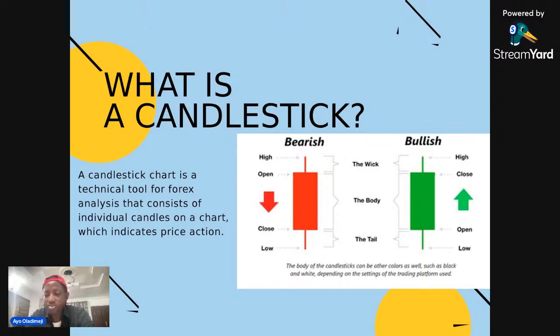So there are four prices you will see typically on a candlestick. You're going to see a high price, an open price, a close price, and a low price. High price, open price, close price, and low price. Now, so we talk about the bullish candle.